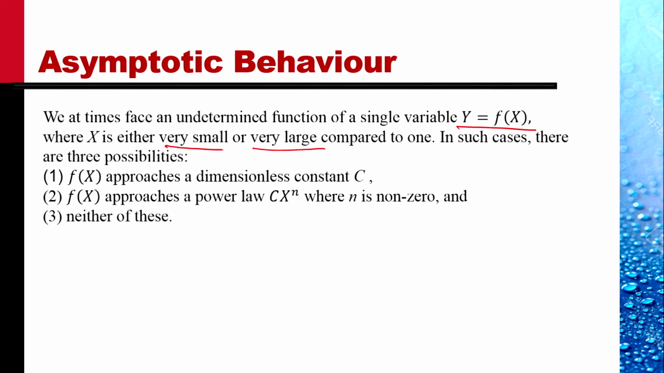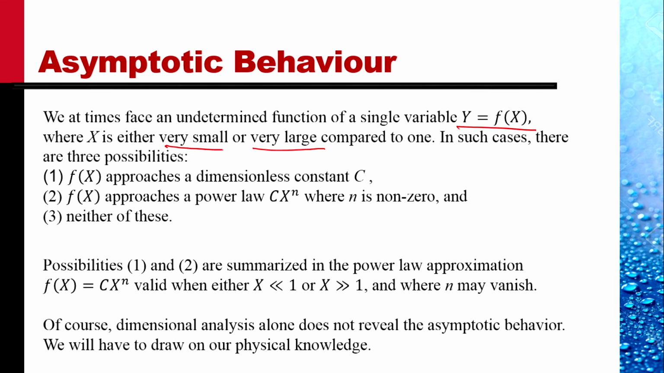Now, the first and second are about the same. The first is a special case of the second possibility with the value of n as 0. So the first and second can be combined to say that f(x) approaches a power law c x^n, where n could be 0 or non-zero. Of course, dimensional analysis alone does not reveal the asymptotic behavior. We'll have to draw on physical knowledge.